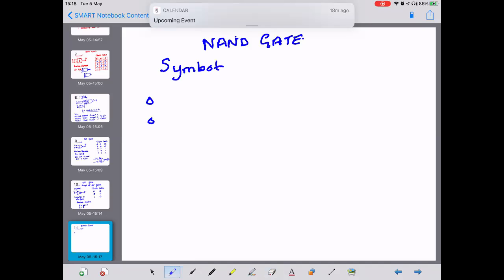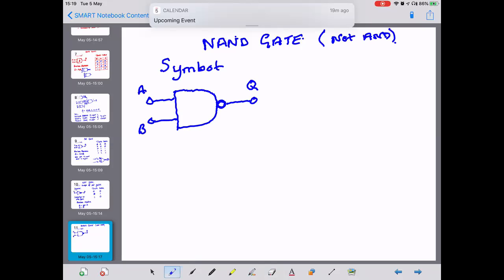Still got, at basic level, two inputs, A and B. The symbol is like an AND gate, but it's got the ball on the outside to say the output's inverted. And there's your output Q. So this means not AND.